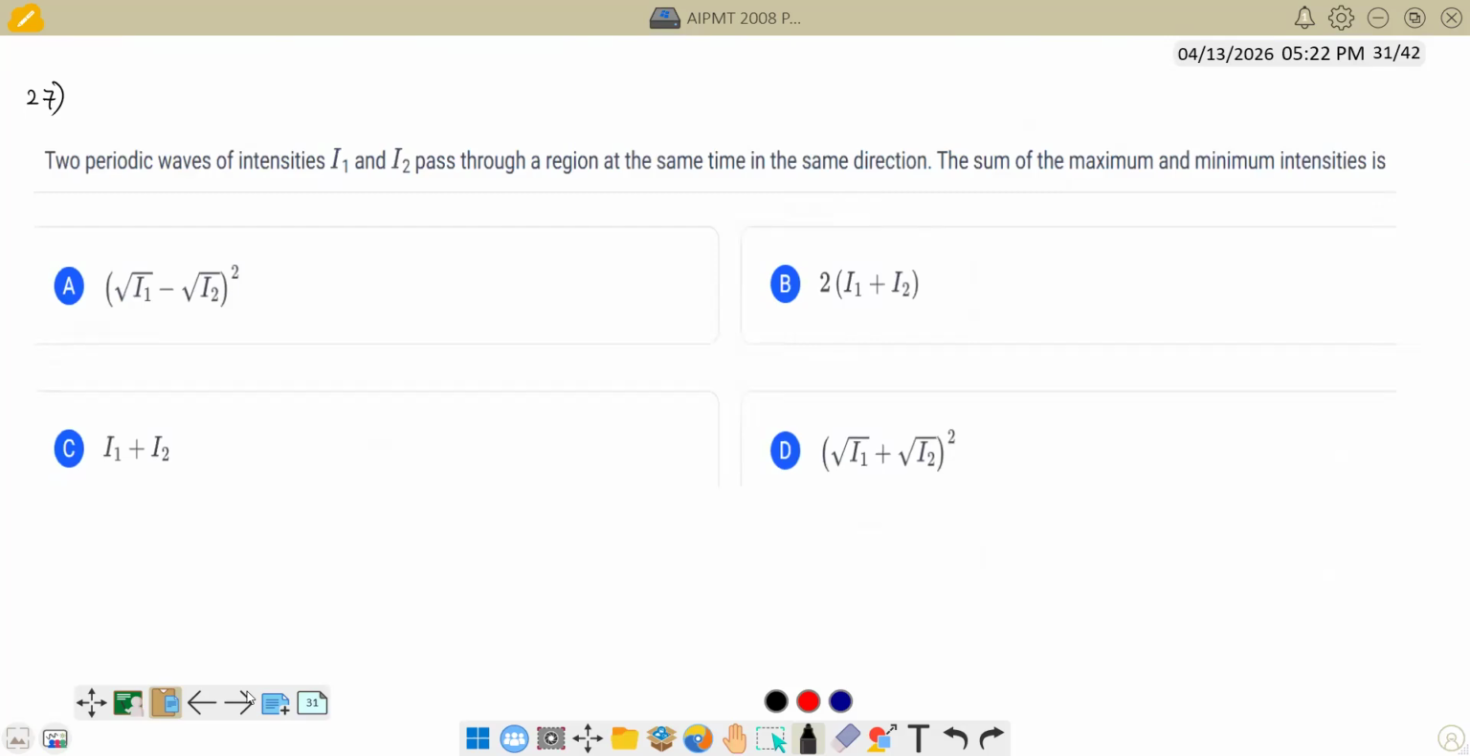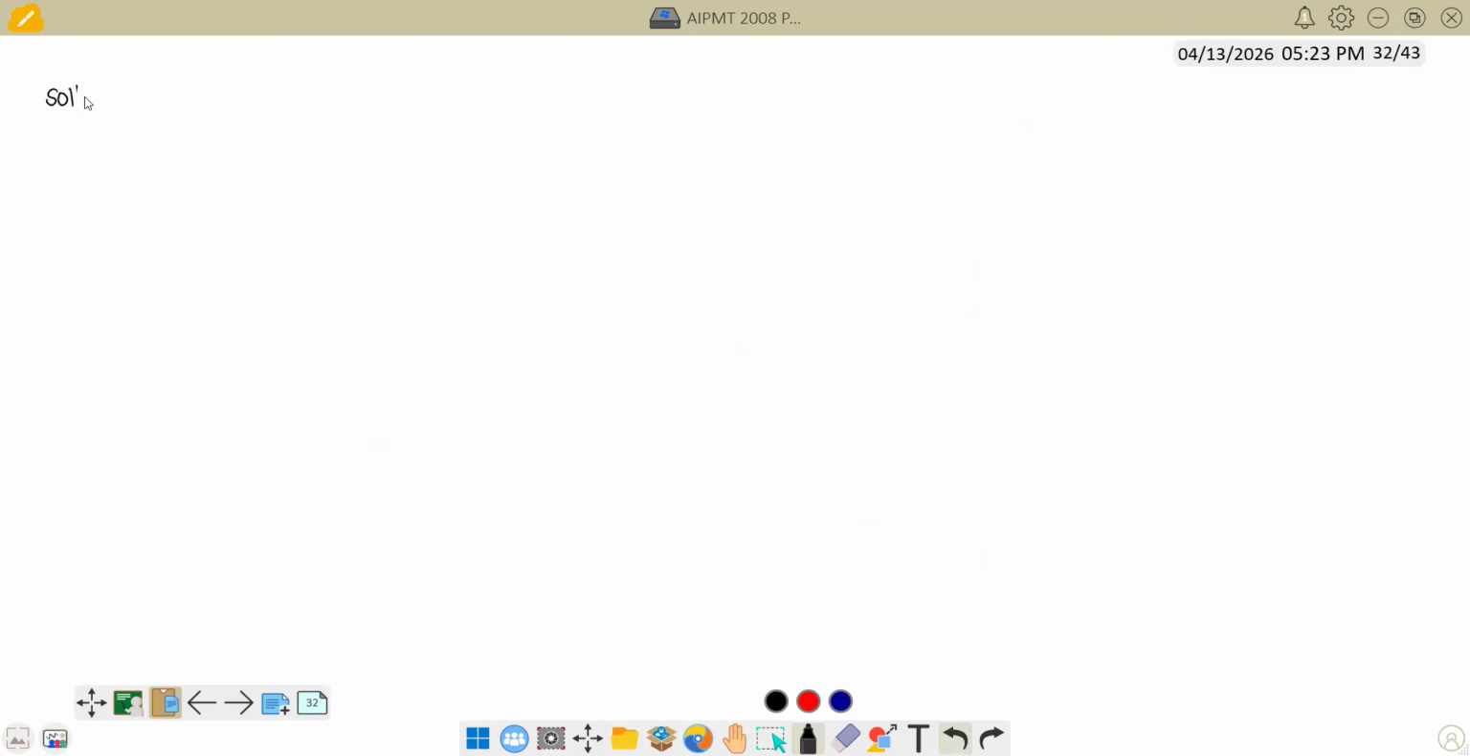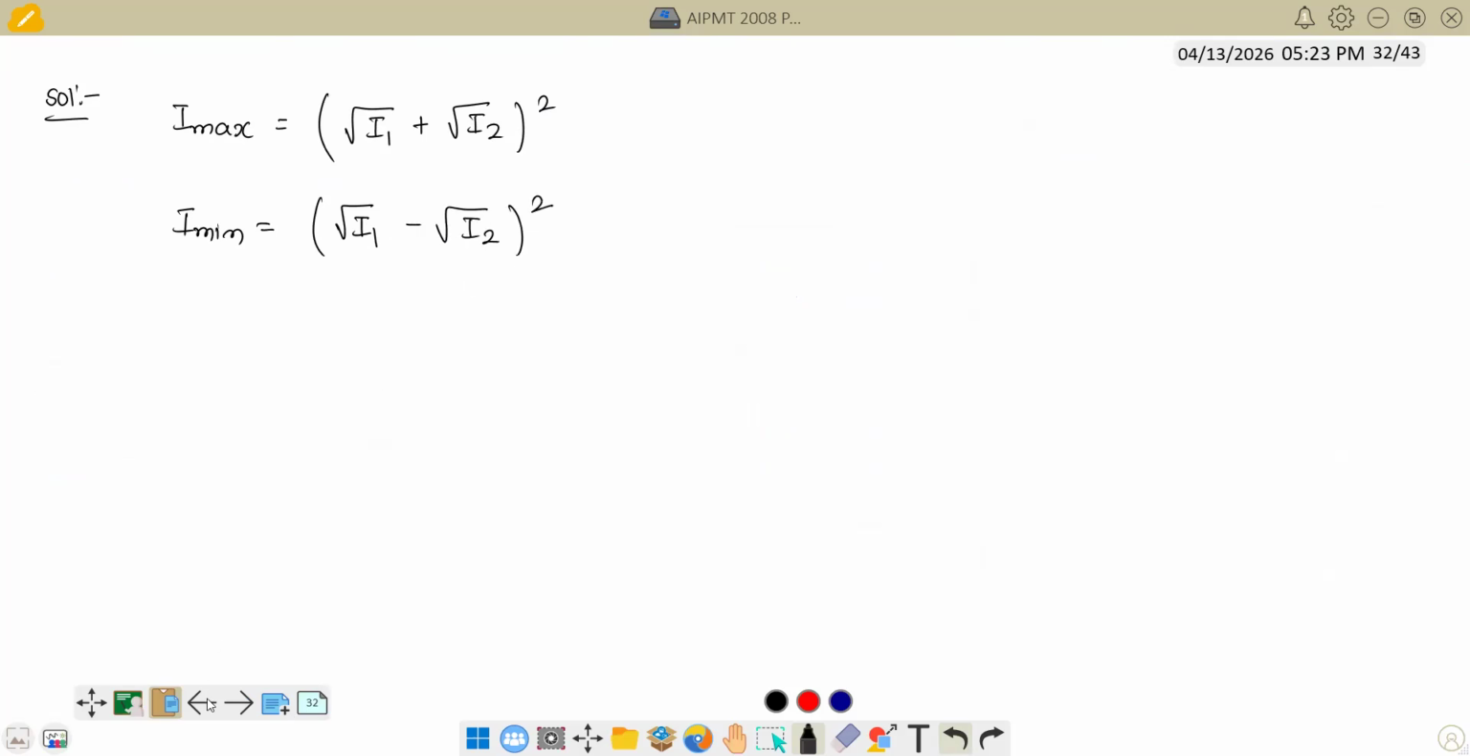Two periodic waves of intensities I1 and I2 pass through a region at the same time in the same direction. The sum of maximum and minimum intensity is. So we know in intensity, the formula is I maximum equals root I1 plus root I2 whole square. Then the minimum intensity formula would be root I1 minus root I2 whole square. Now the author is asking the sum of maximum and minimum intensities. So he wants you to add the maximum possible intensity and the minimum possible intensity.